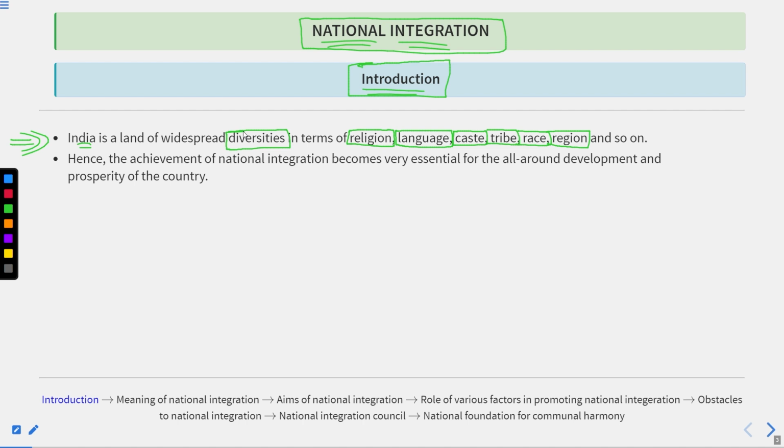So this diversity has some main things. Like here we can see, these are in terms of religion, language, caste, race, tribe, and region. But on what basis did these terms get modified? That is the main thing.